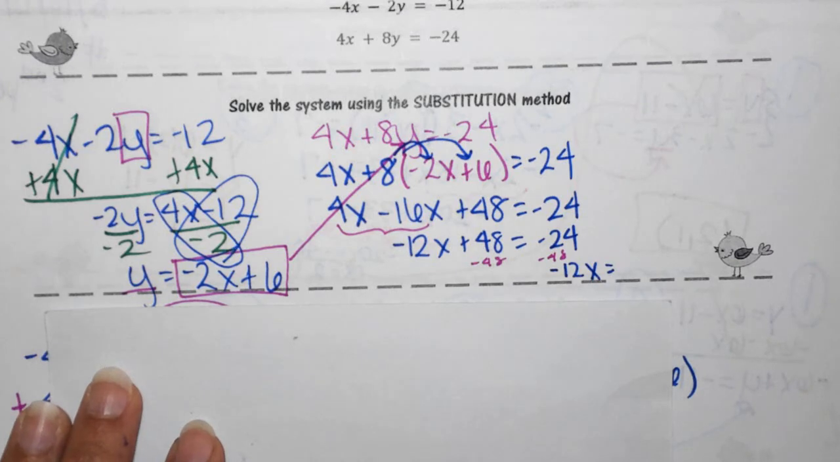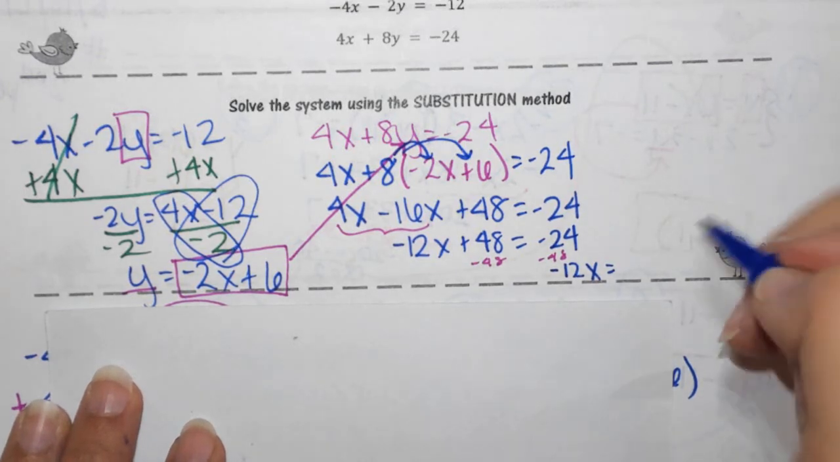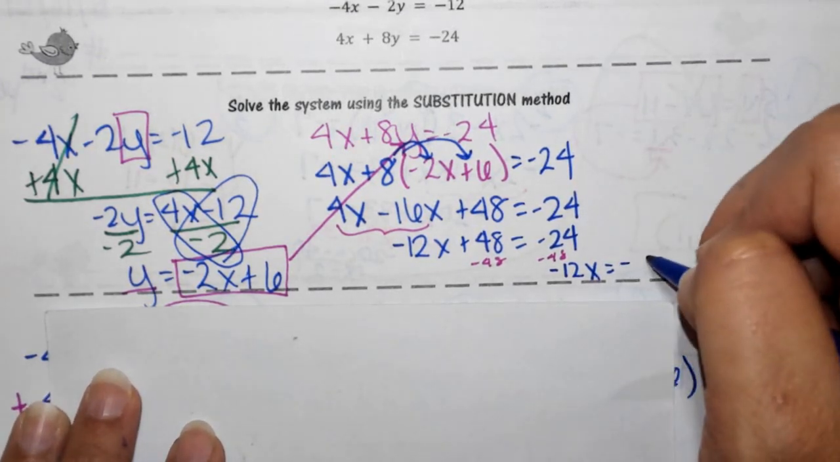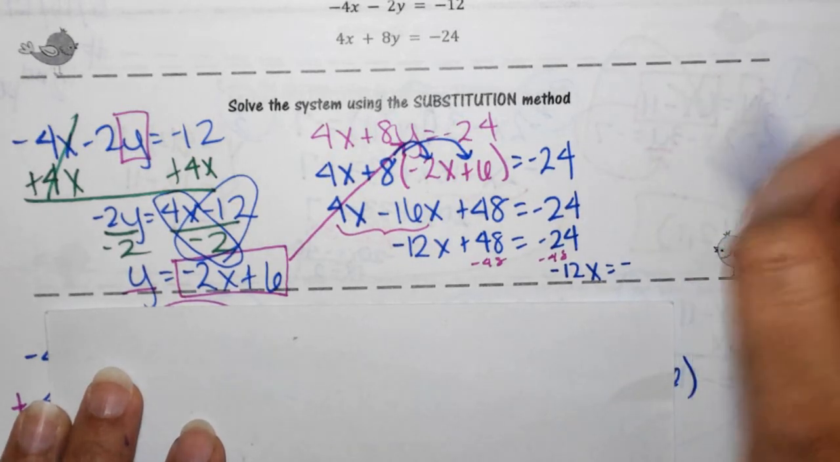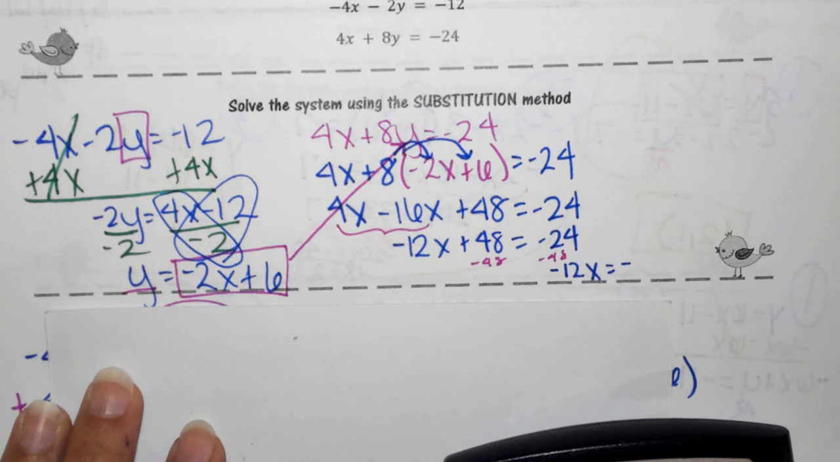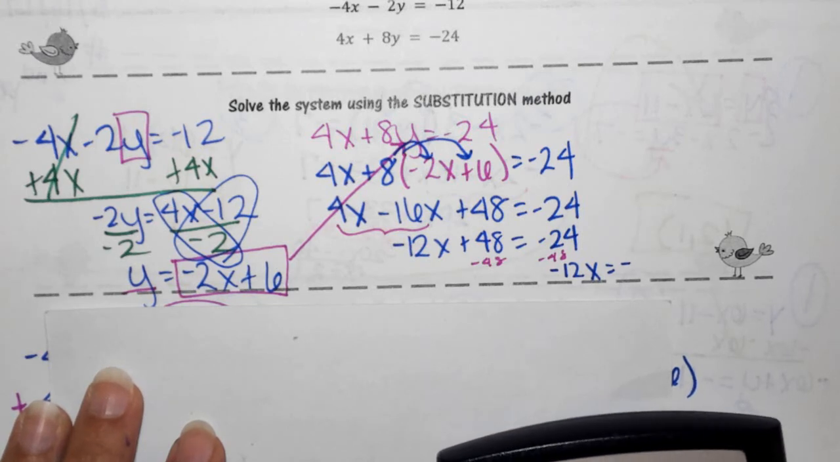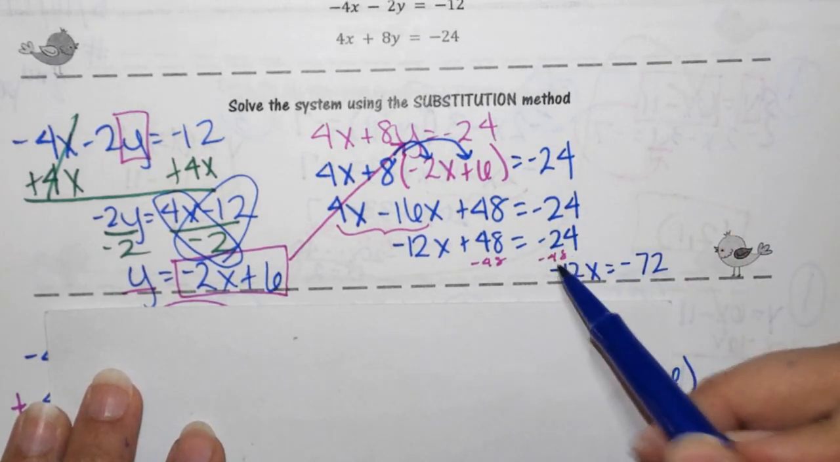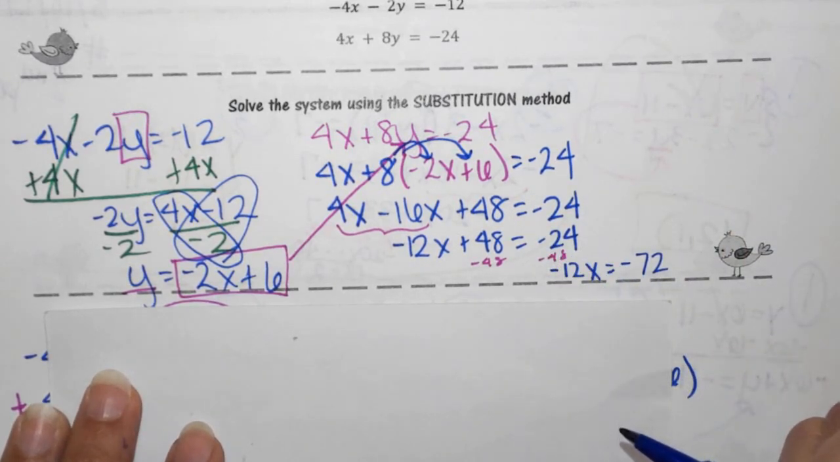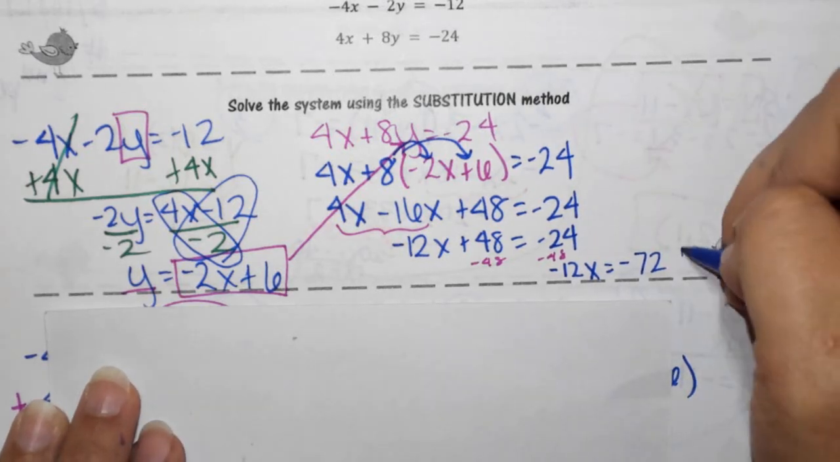All right, what's negative 24 minus 48? Negativo 72. Because it's negative 24 minus 48. So x is positive 6, because we divide.